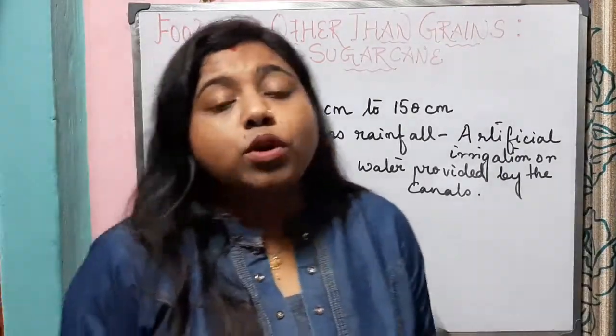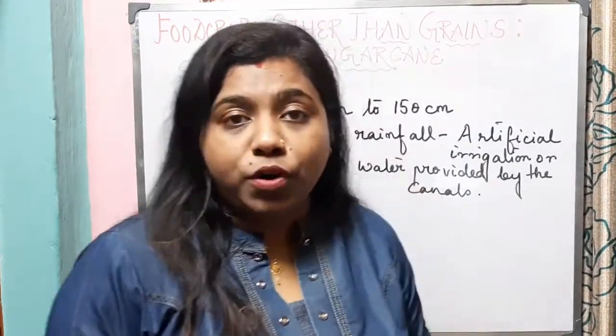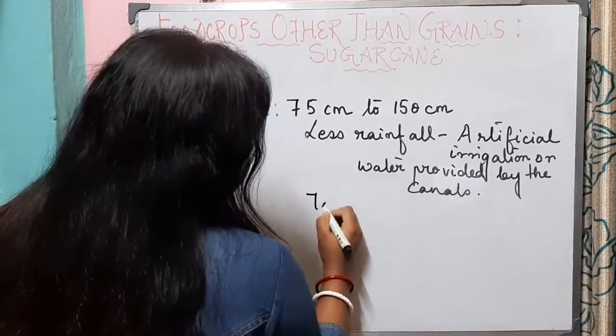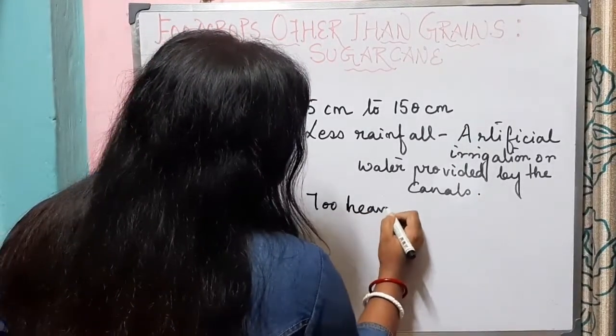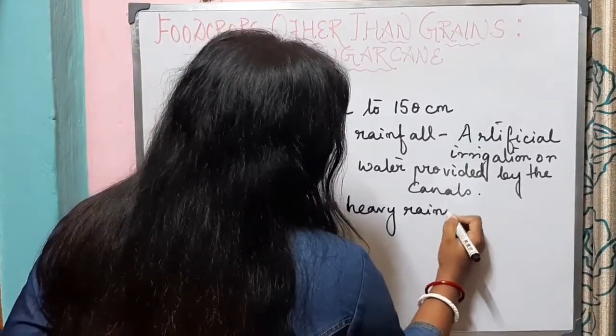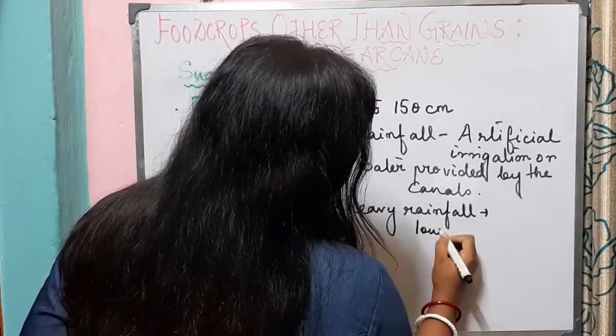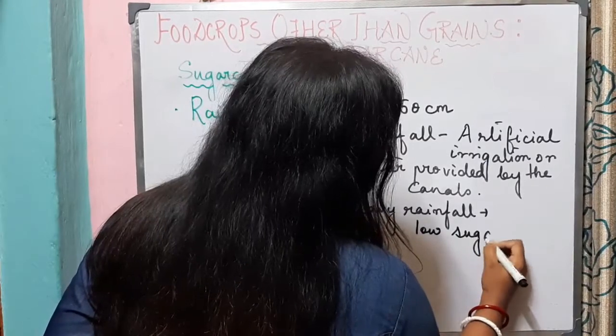The most important point that we need to remember in terms of rainfall for the growth of sugarcane is that if there is too heavy rainfall, then it will lead to low sugar content.